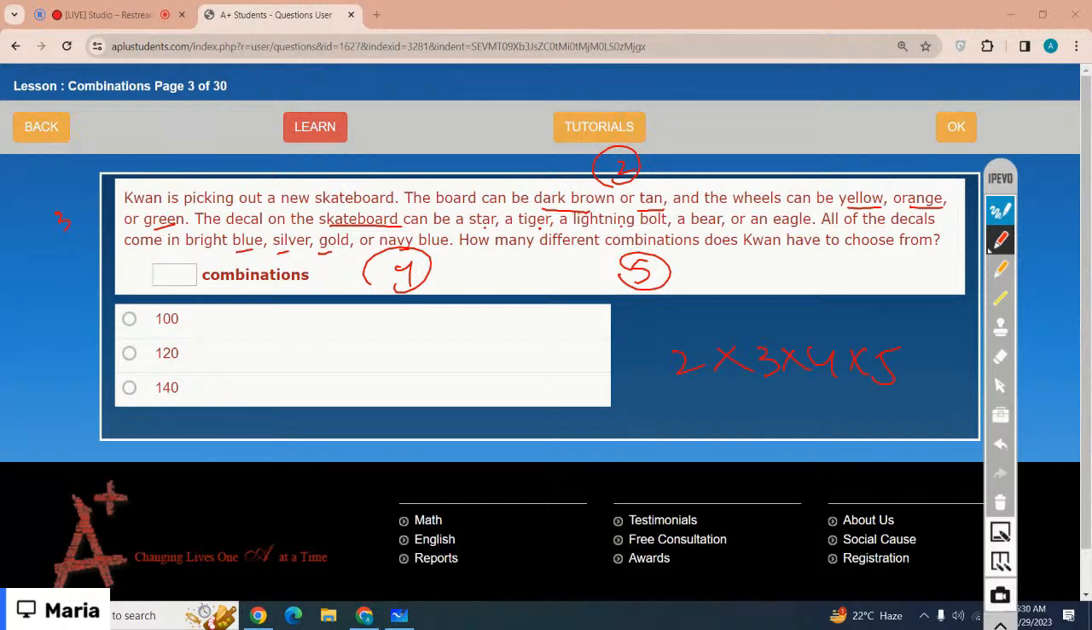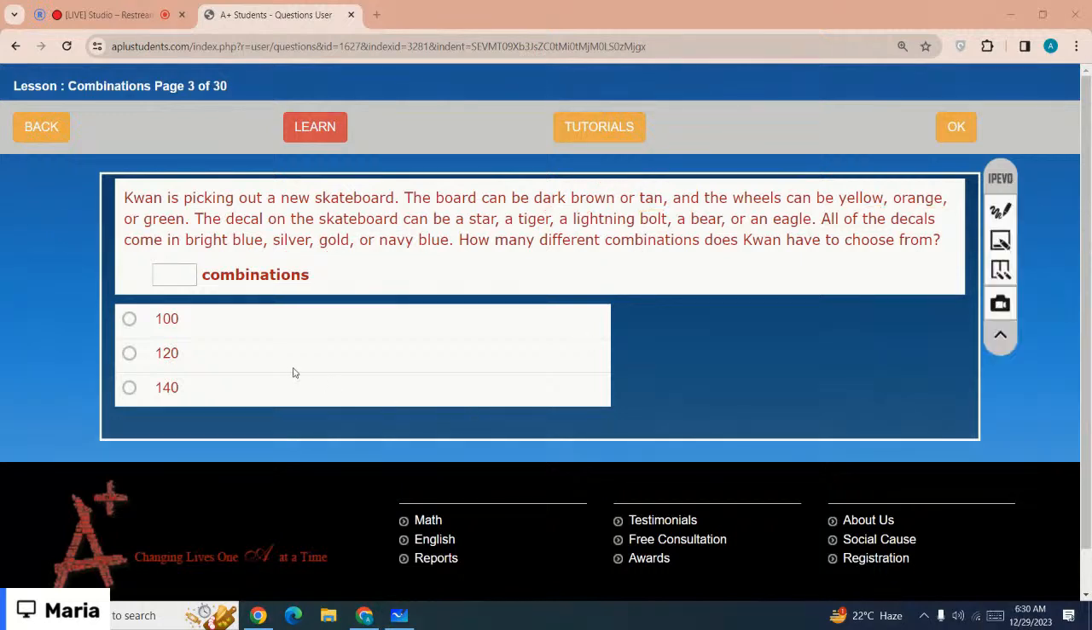The correct option is 5 times 4 is 20, 20 times 3 is 60, and 60 times 2 is 120. So the correct option is 120 combinations total he has, right? So the correct option is 120. Got it?